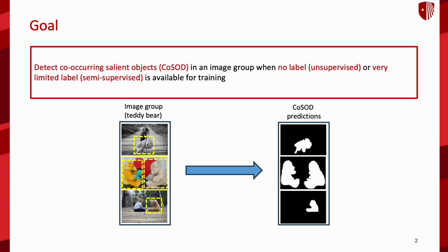The goal of our work is to detect co-occurring salient objects in an image group when no label or very limited label is available for training. For example, here is how the commonly occurring teddy bear object is segmented for each of the three images in the group.